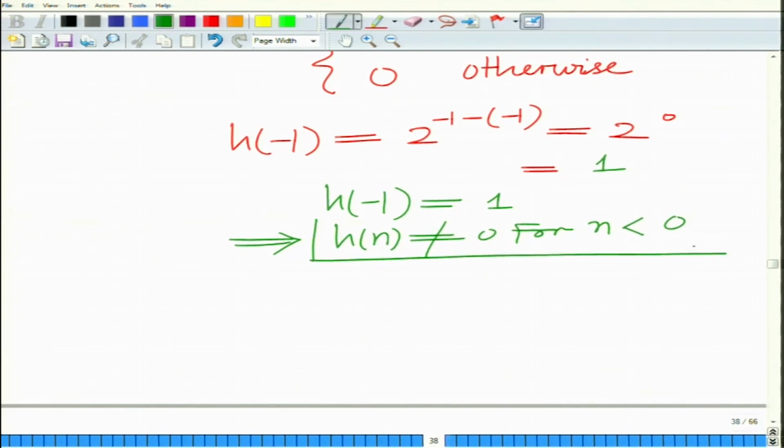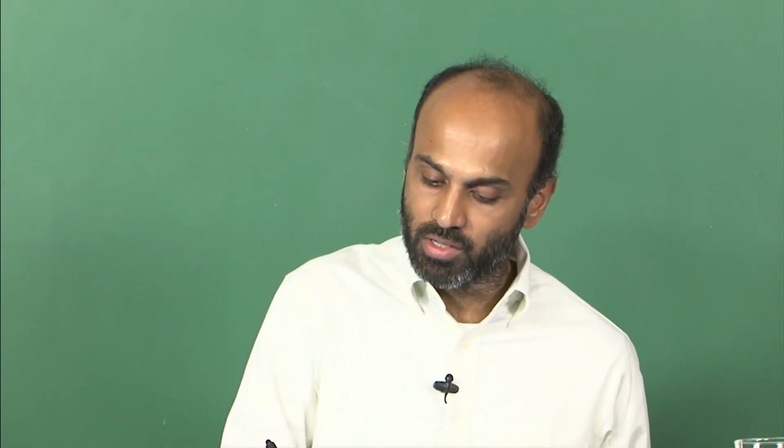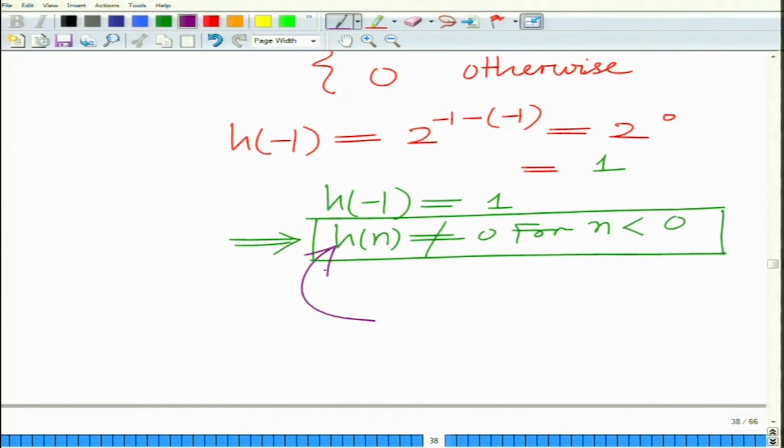So, this implies, since we have h of minus 1, the impulse response at time instant n equal to minus 1 is 1, that h of n is not 0 for n less than 0. Since the impulse response is not 0 for time less than 0, the resulting LTI system is non-causal. This follows from the property of LTI systems. Therefore, the system is not causal.